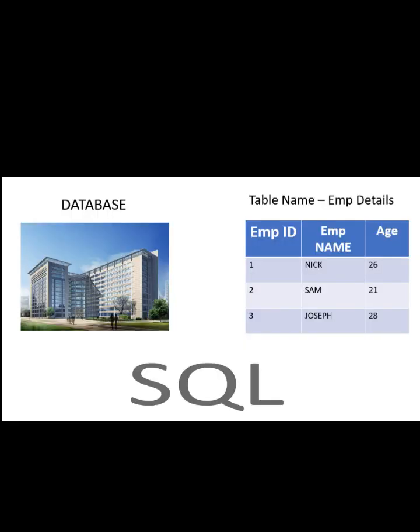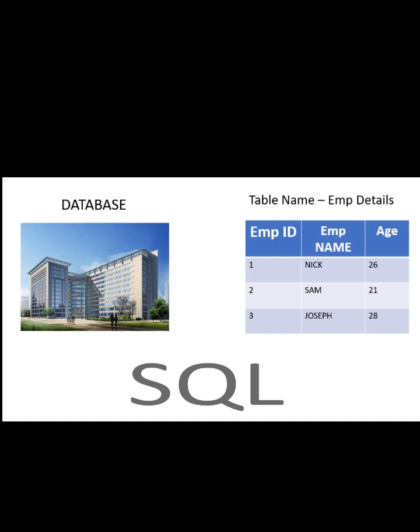So here the company will be the database where we will store all the data, and employee details will be the table name where we store all the data like employee name, employee ID, etc. And when we want to display any details from the tables, we will use SQL, that is structured query language. I hope now you got an idea about what is SQL and what is a database with this example.